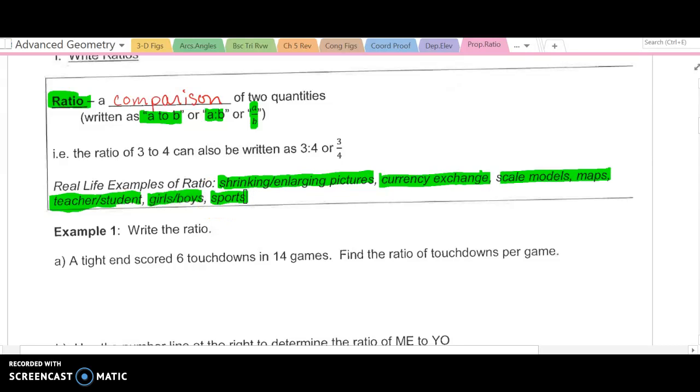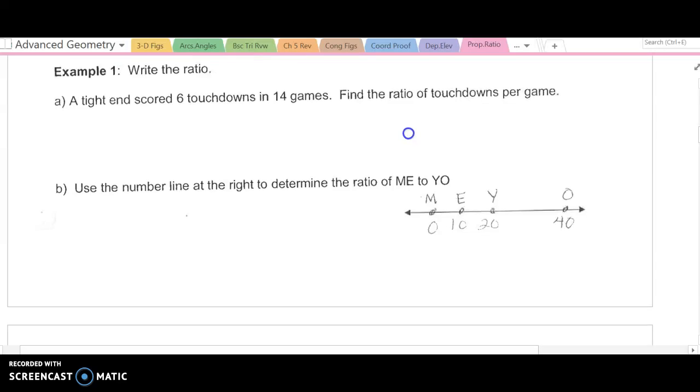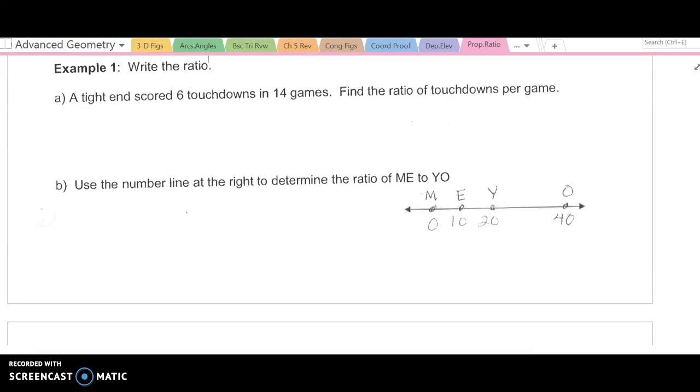You know, you're looking at how many hits versus how many misses, or wins versus losses. We use ratios a ton in sports. All right, so let's practice. Our first one actually is a sports ratio.